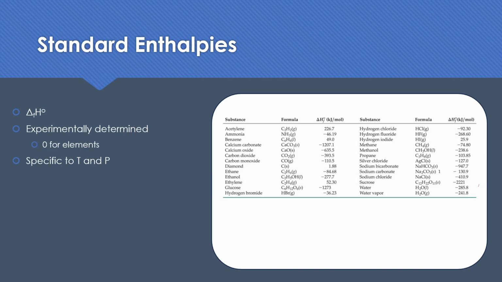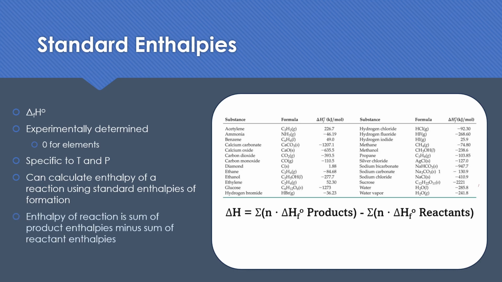Okay, so what you can use these for is you can calculate the enthalpy of a reaction using standard enthalpies of formation. And so here's the formula to do that. It looks crazy, but it's really straightforward. Delta H is equal to the sum, sigma is the sum, of the stoichiometric coefficients times the enthalpy of formation of the products minus the sum of the stoichiometric coefficients times the enthalpy of formation of the reactants. That sounds crazy, but it's really straightforward. So let's look at it in action.